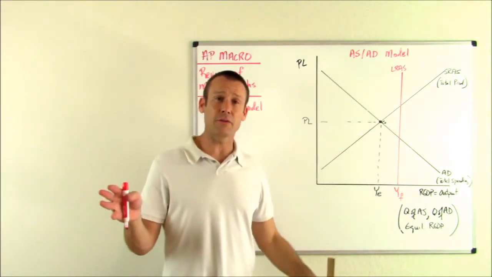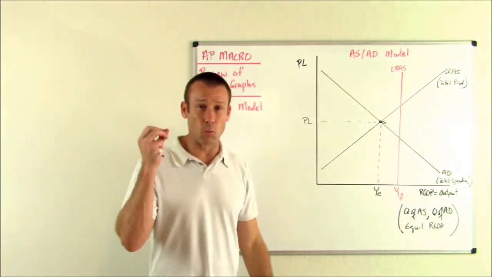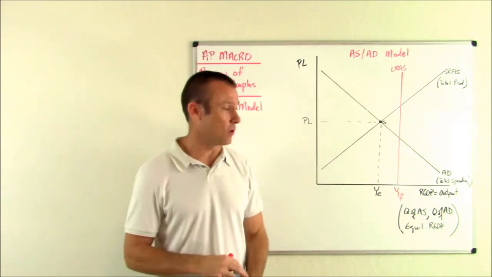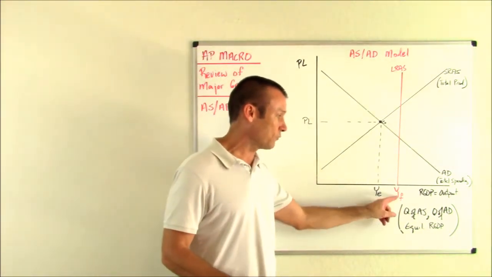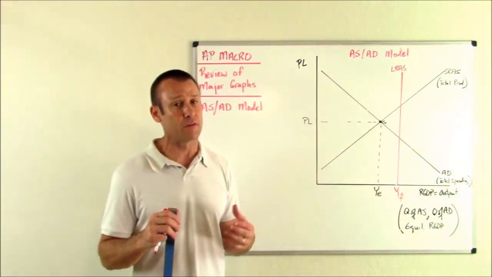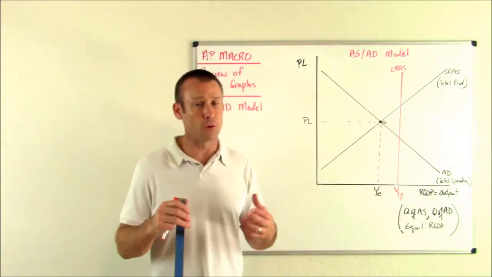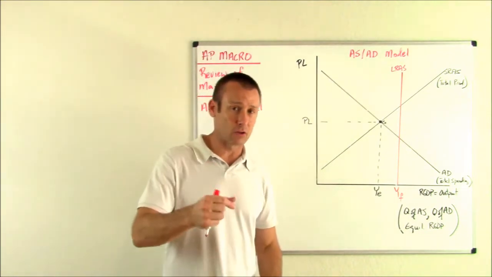But we might do nothing. We might just do nothing. We might wait for the long run to happen. So what's going to happen in the long run? Well, we've got cyclically unemployed people. That's super important. If we are left of YF, that means we're not at full employment level of output. We're not at full employment. If we're not at full employment, then we have cyclical unemployment, right?